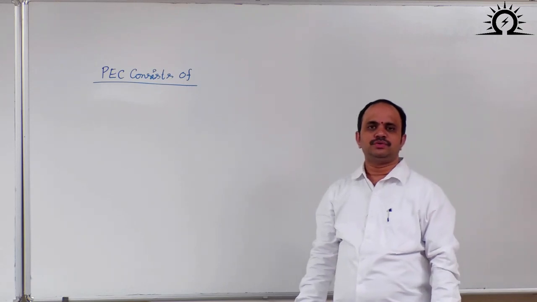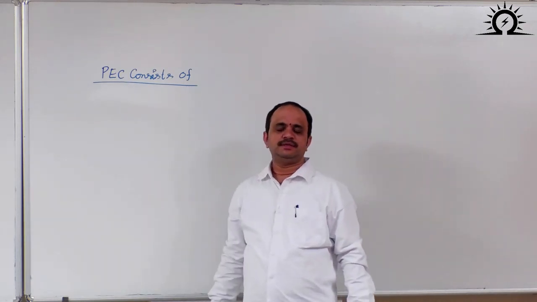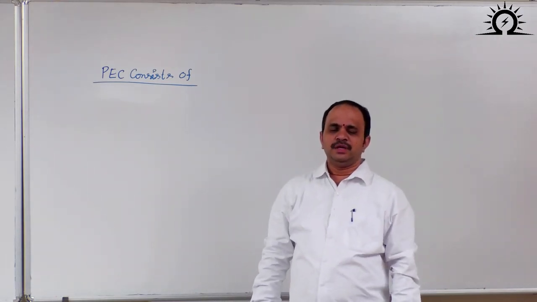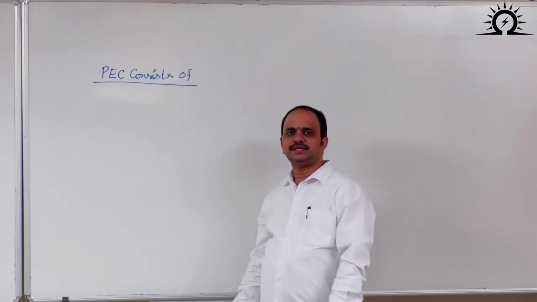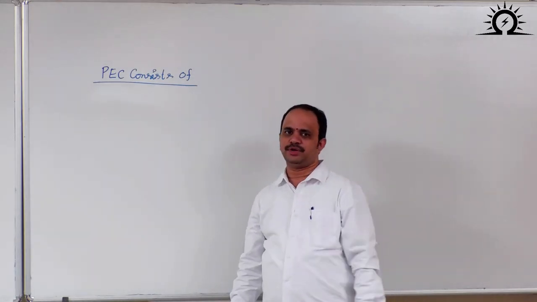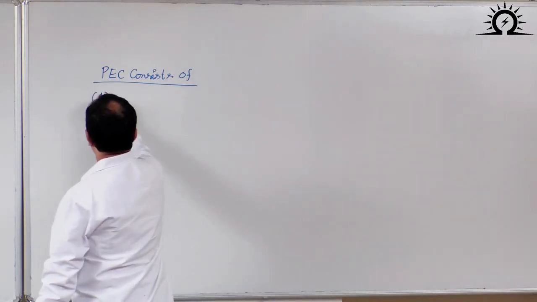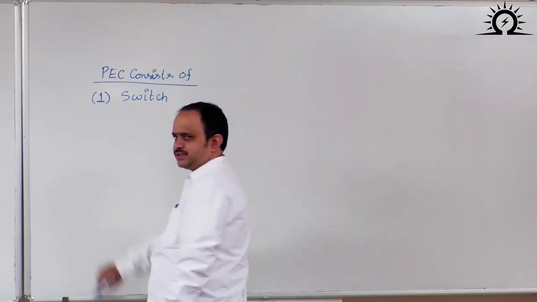Now let us move to the next topic. If I write PEC, that word stands for power electronic circuits. You take any power electronic circuits, generally more or less it will have three basic components. One is a switch. A power electronic circuit consists of a switch.